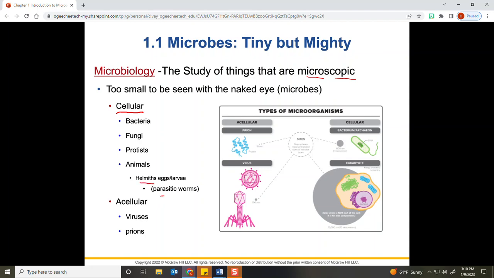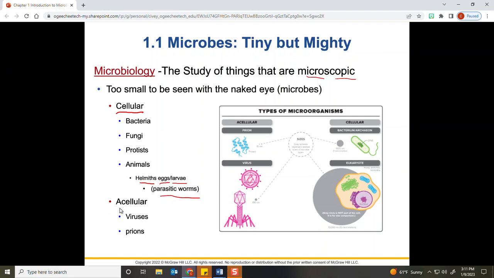Helminths are parasitic worms. They technically can also be macroscopic, meaning you can see them with the naked eye. However, the way we detect parasitic infections of worms is typically through finding the eggs or larvae in a sample, and those are microscopic. So for that reason, they are still a part of microbiology. So again, bacteria, fungi, protists, and helminths or parasitic worms are cellular organisms that can infect a host.